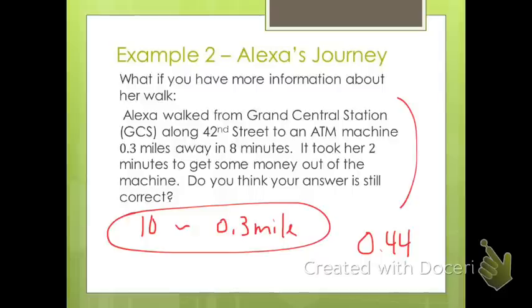And the answer is that she's not walking at a constant rate. She's being normal. Normally, we would not walk at a constant rate. Maybe part of the journey we'd be walking quickly, the other part we might be walking slowly, and like we see here, she even stopped for part of the time to get some money out of a machine. So she's not walking at constant speed. So let's see what that does.